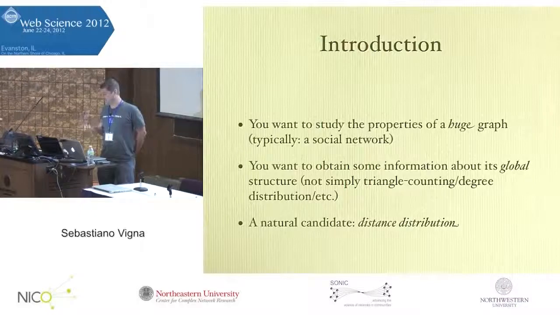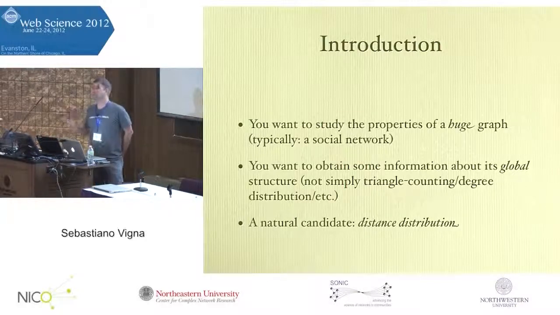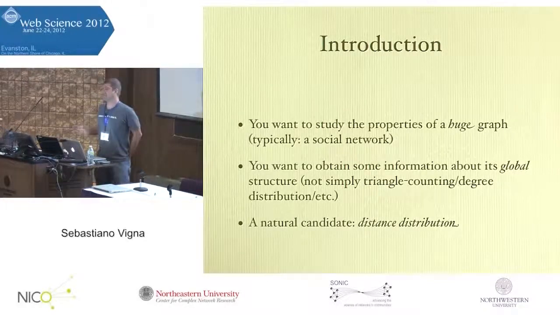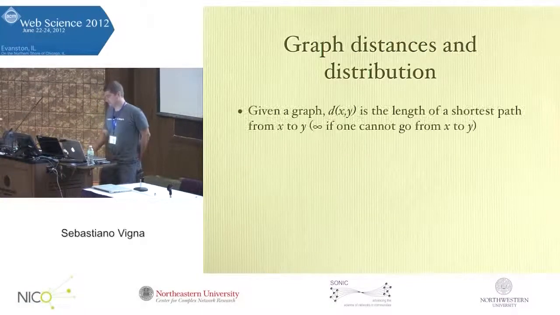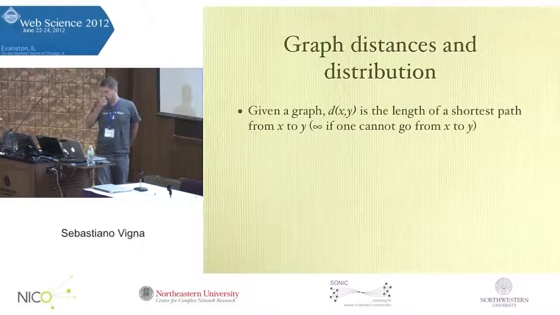It's very difficult, for instance, to fiddle with models to generate a given distance distribution. It's very easy to fiddle with models and get a clustering coefficient or degree distribution you want. To get the distance distribution you want, we don't know. We have very simple examples, but we actually don't know. So what is the distance distribution?